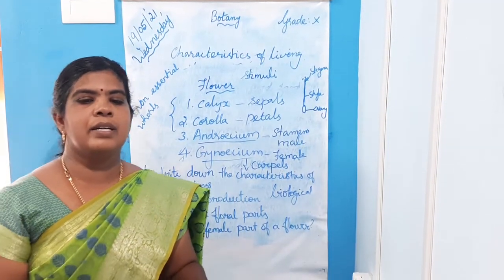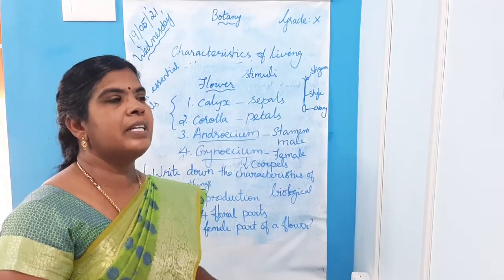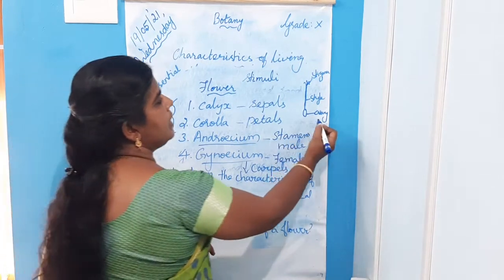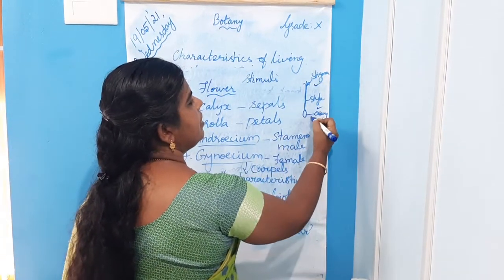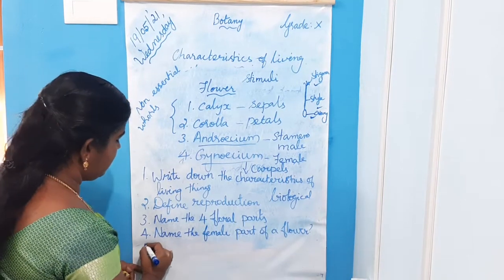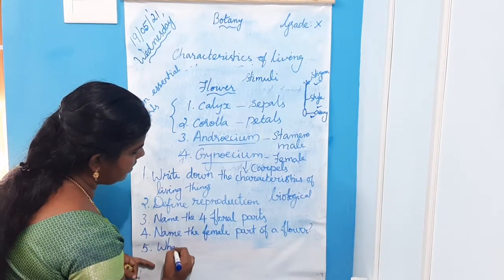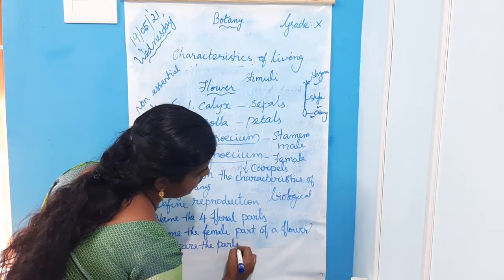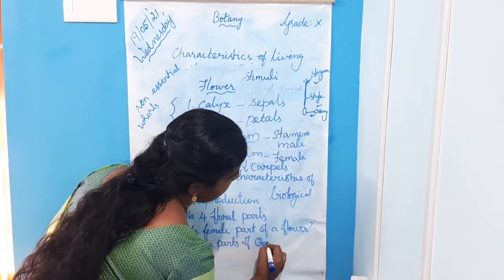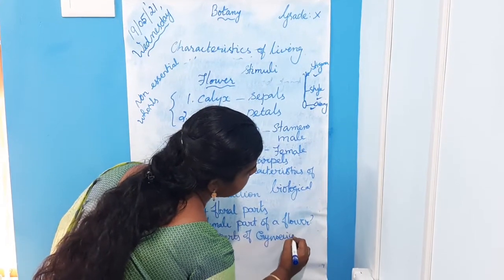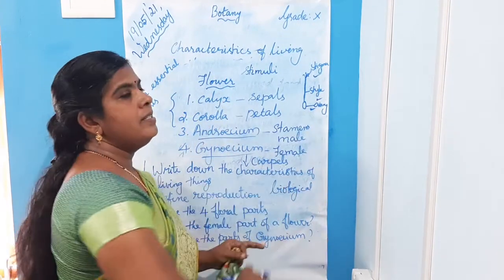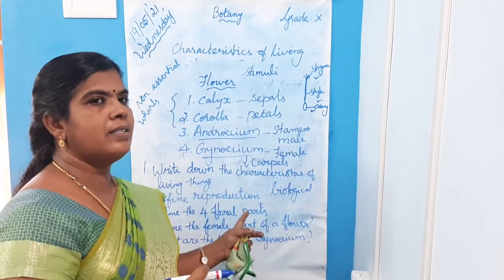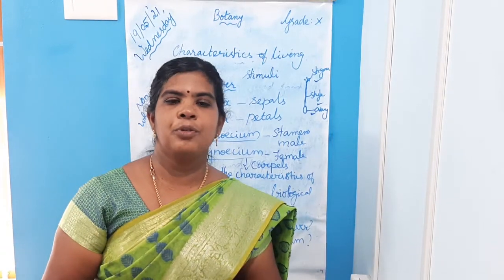The last question you are writing: what are the parts of gynoecium? Ovary, style and stigma. These are the parts of gynoecium. Write these answers in your notebook and learn them.